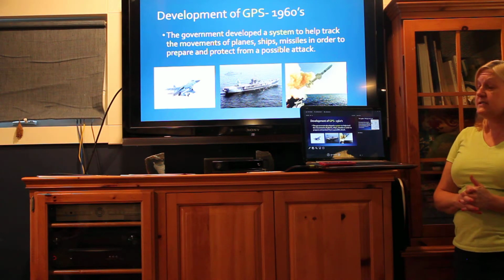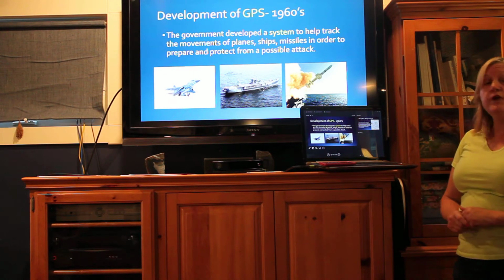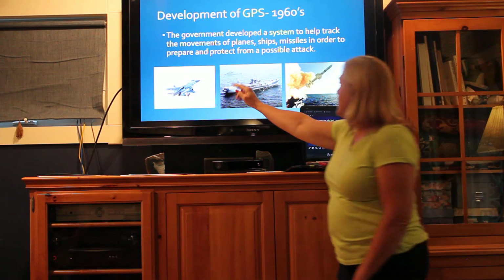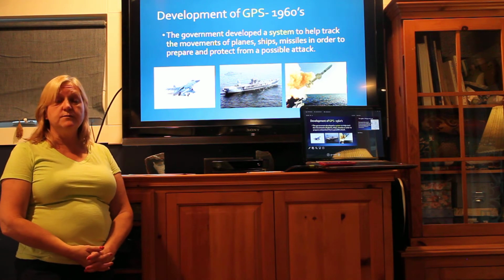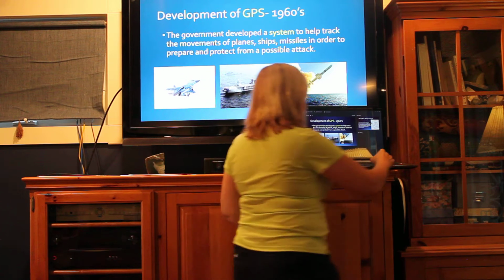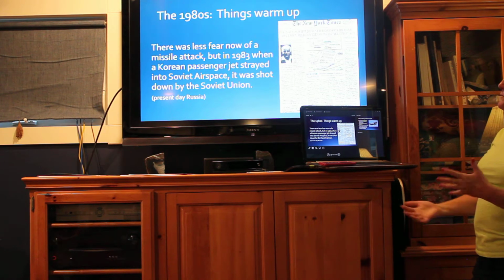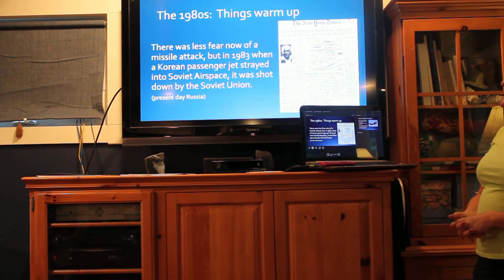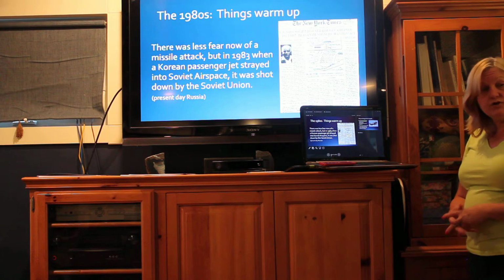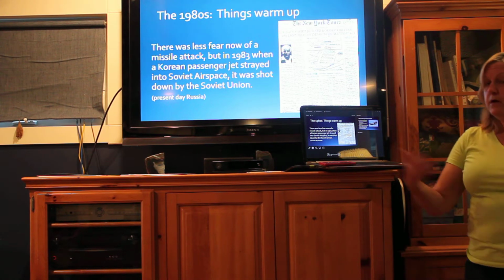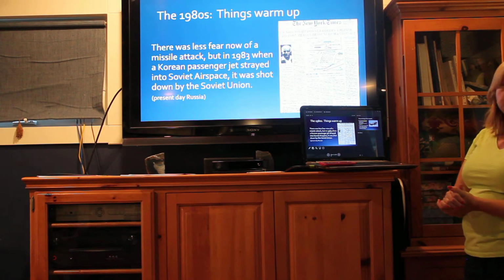Well, we started in the 50s, now we're in the 1960s. The government developed this system to help track the movements of planes and ships and missiles in order to prepare and protect our country from a possible attack. In the 1980s, things warmed up a little bit. There was less fear now of a missile attack, but in 1983, a Korean passenger jet, that means just civilian people, moms, dads, kids, strayed into Soviet airspace, and it was shot down by the Soviet Union.